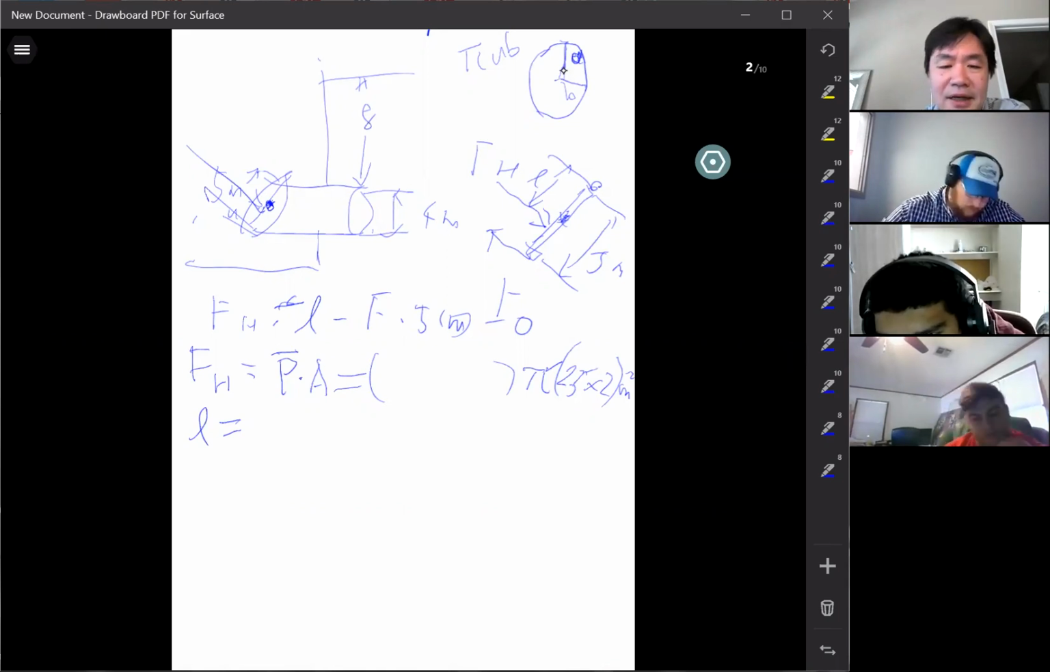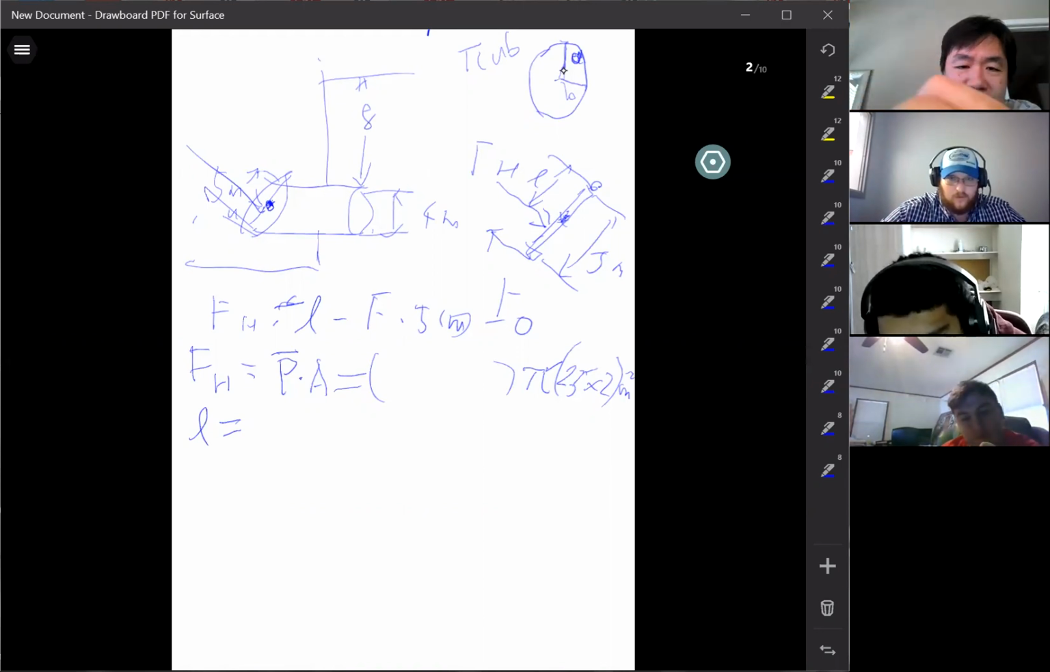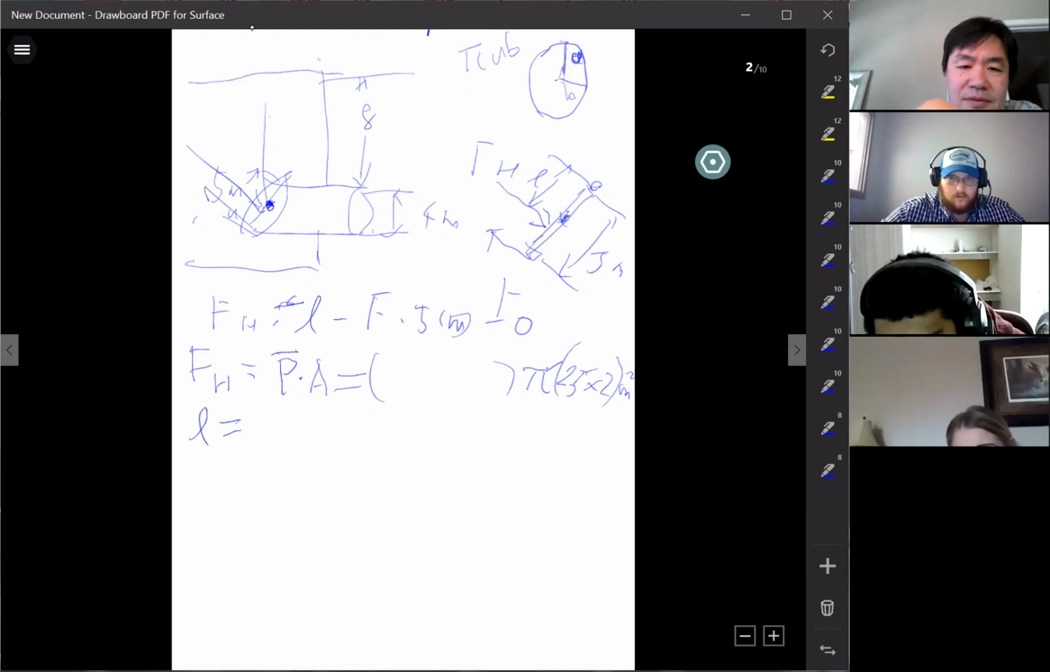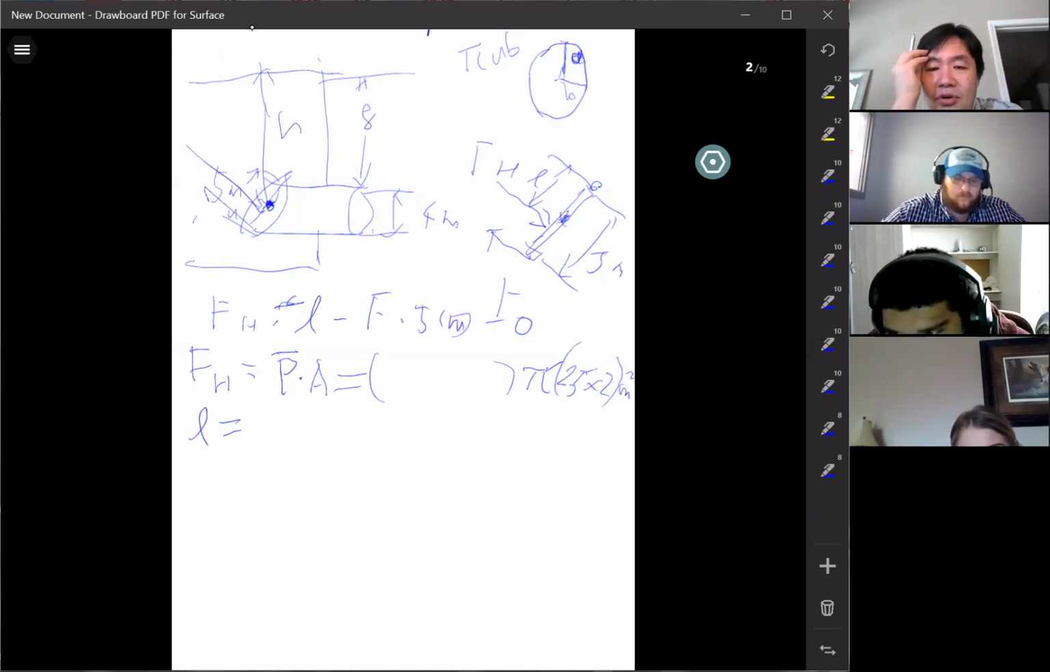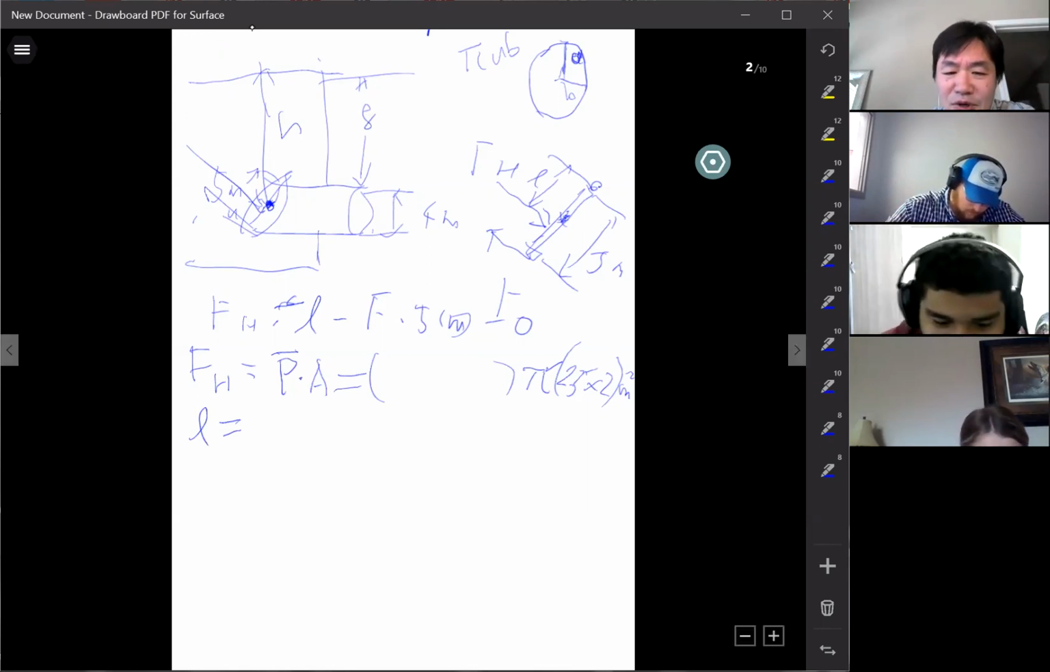You can interrupt me any time if you didn't follow any point, okay? So what do we need to find the pressure at that center location? We just need the water depth H at that center location, okay? Is that right, everybody? What is the expression in terms of H for the pressure?